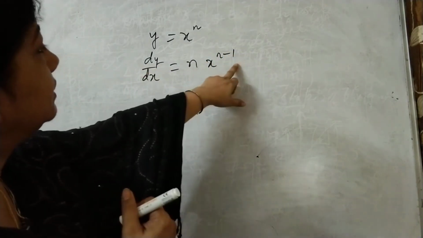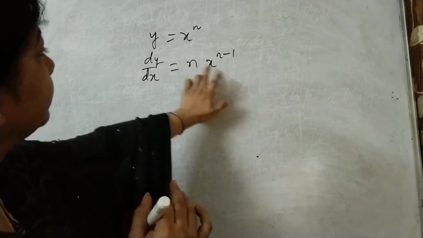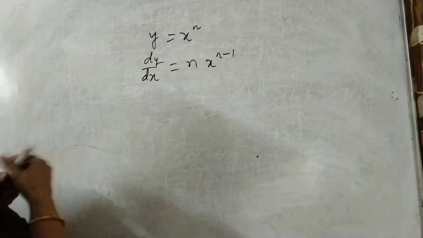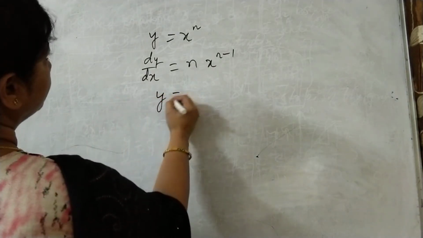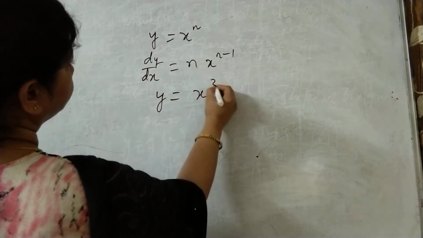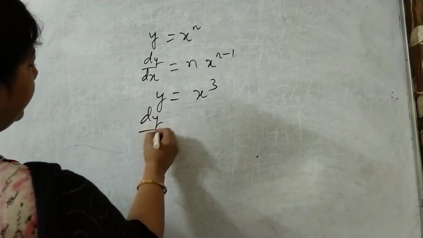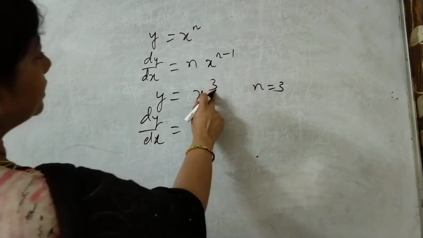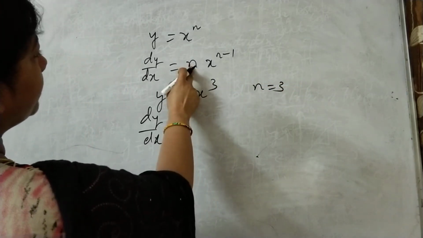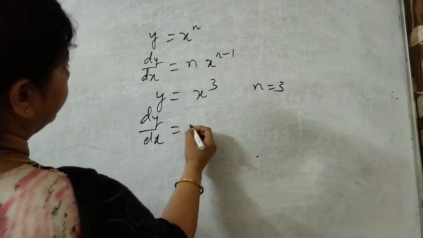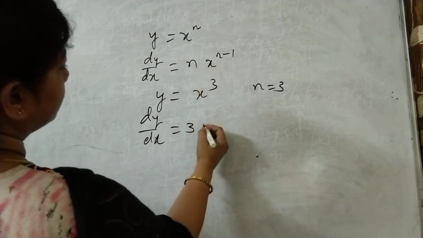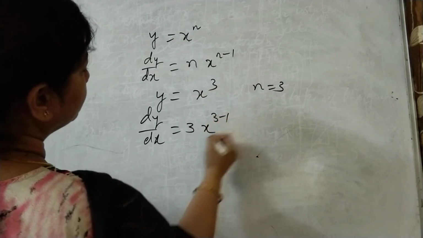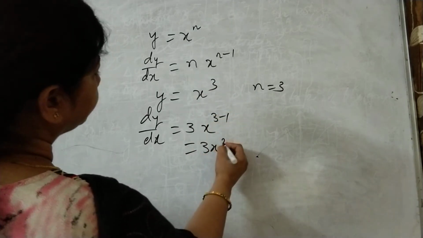Here dx by dx gets cancelled to 1, so n x to the power n minus 1. This is the formula. So suppose I write, for example, y is equal to x cube, then dy by dx: n is equal to 3. So here, see the formula, I will write n, which is 3, x to the power n minus 1, so 3 minus 1. So this comes to 3x square.